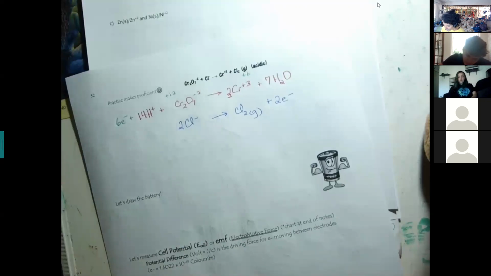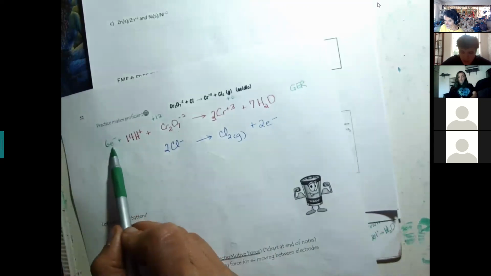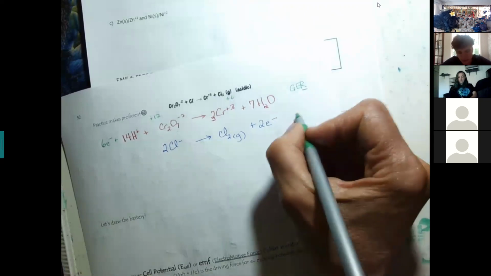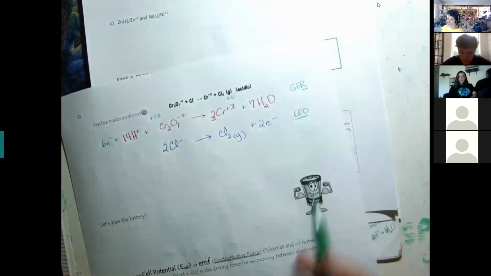We can do our LEO GER at this point. So my first equation is, again, my GER. It's just coincidence. Don't make that assumption. It's gaining. The electrons are going into it. If it's reduction, then my second equation is my LEO. It is nice to label these, because when we draw our battery down here, that will help.